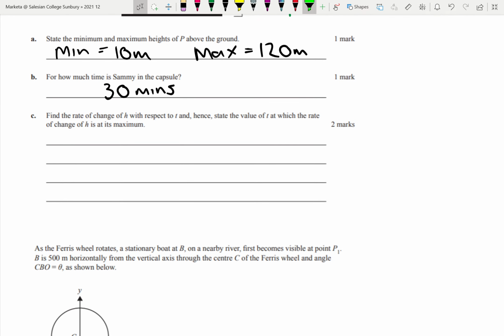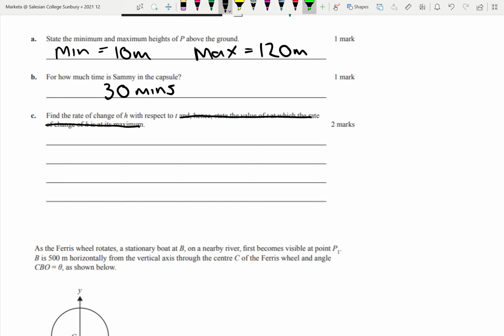Find the rate of change of h with respect to t, and hence state the value of t at which the rate of change is a maximum. Okay, so let's just not worry about the hence part yet. There's 2 marks, so 1 mark for each part of the question. It's a bit overwhelming if you look at it all in one go.